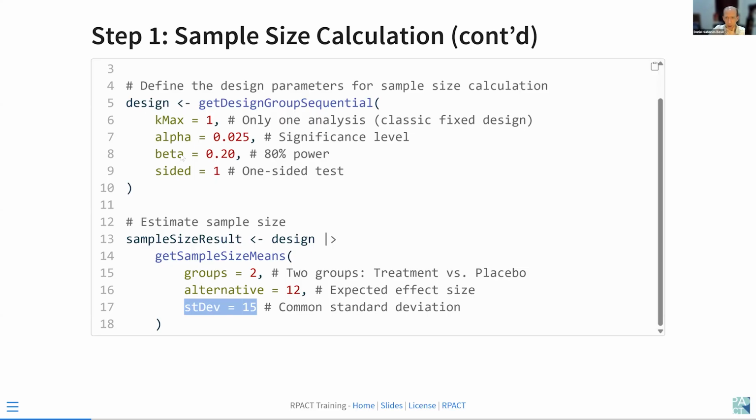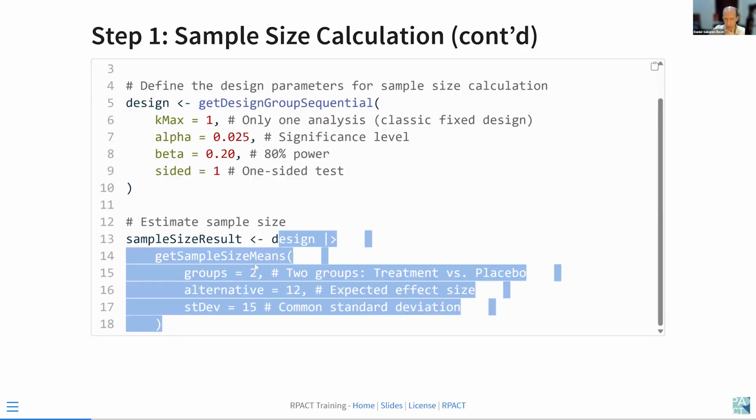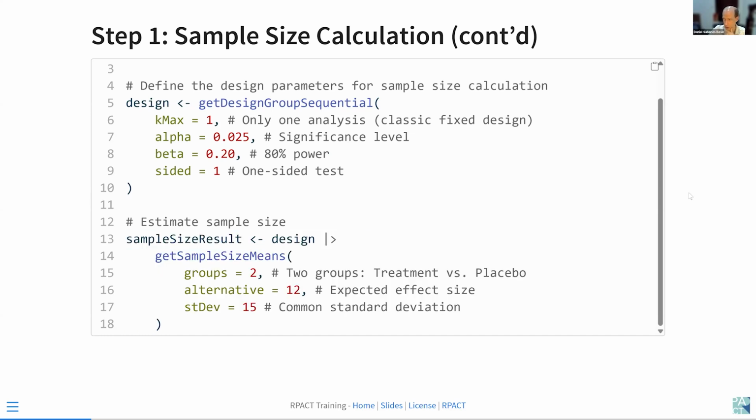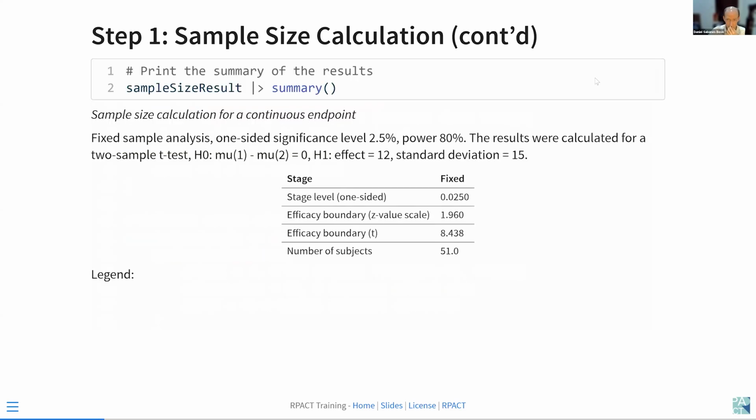Okay, so what I can do is start with my design and pipe my design into my get sample size means, and I get the sample size result. Now, when I make a summary of the sample size result, which I can write in this kind of tidyverse way with a pipe, of course I can also directly write summary of sample size result. I would probably prefer that as an old school R user, but this also looks very nice. And because we have rendered this directly in Quarto reveal.js slides, we directly get this very nice output instead of just the R console printout.